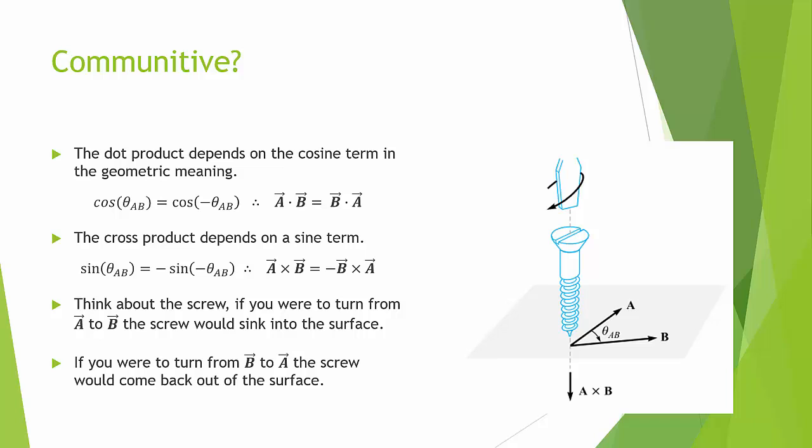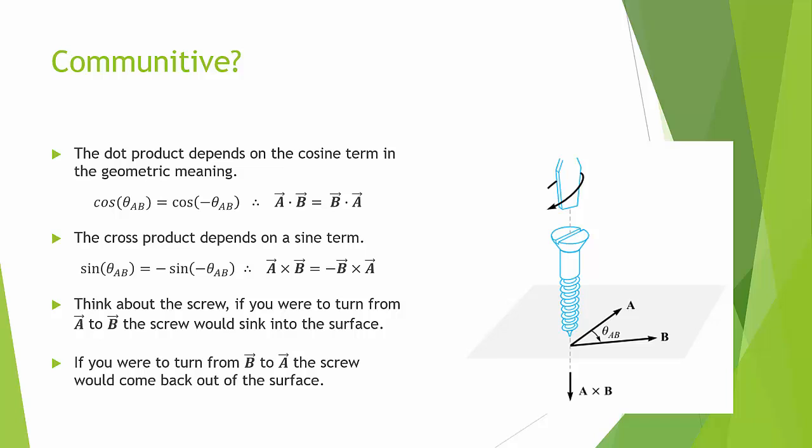The cross product, however, depends on a sine term. And we know from trig that sine of theta is equal to negative sine of negative theta. So we can't say that it's purely commutative. Instead, we have to put on the little restriction that says if you want to flip the order of the cross product, you have to slap a negative sign in front of it.